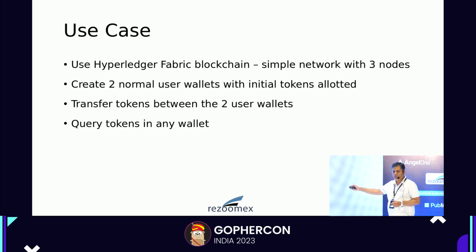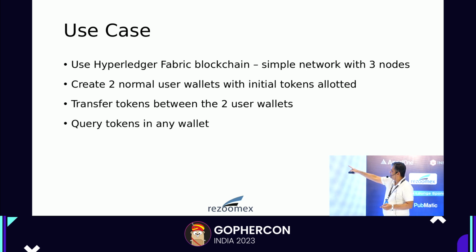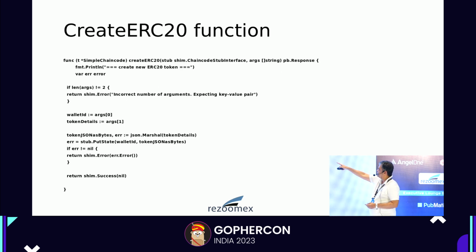So finally we come to a use case, a simple one. We use the Hyperledger Fabric blockchain. We create two normal user wallets, we create the tokens in those wallets, and then we transfer tokens. So first I'm writing the ERC20 function, create ERC20. It is simply creating.